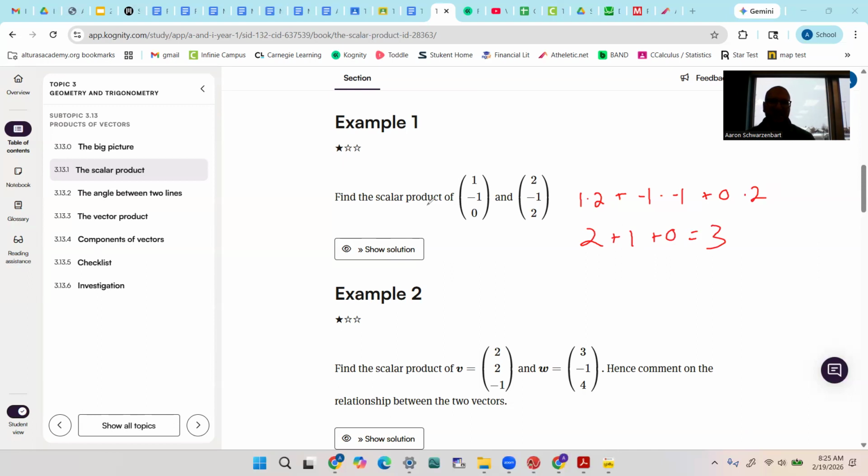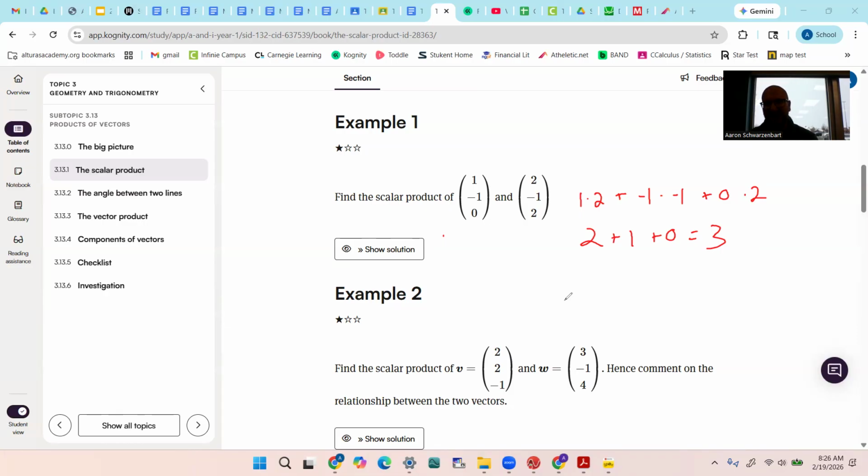Okay. Finding the scalar product. One times two plus negative one times negative one plus zero times two. 3! The scalar product is 3. They call it the scalar product because it gives you a scalar. The cross product, on the other hand, gives you a vector. That's why it's called the vector product. That kind of makes sense.